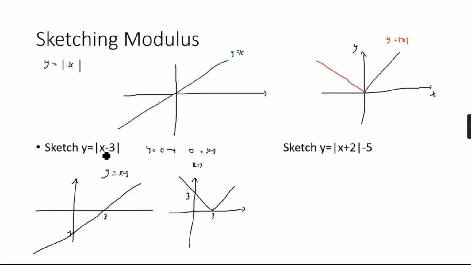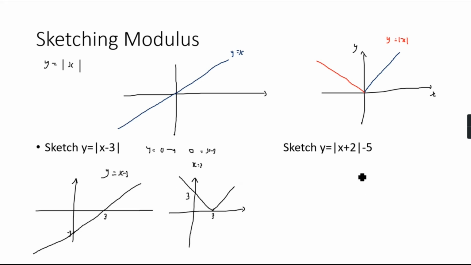Just by inspection, you could say, if we know y equals modulus of x is this graph, then thinking of transformations of graphs, having brackets with a -3 means it moves 3 units positively in the x direction. That's essentially what it's done. Instead of being modulus x, it's moved 3 positive units in the x direction.